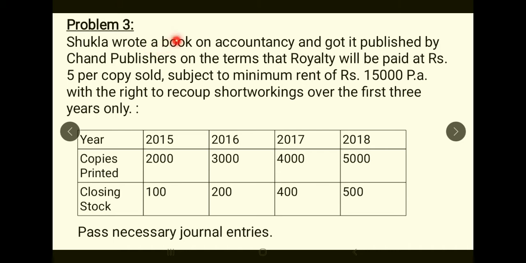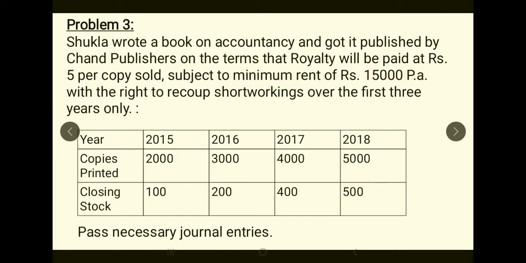Shukla is an author and he has written a book on accountancy and he has got it published by Chand Publishers. So the terms of royalty agreement are, royalty is 5 rupees per copy sold. So sales into 5 rupees will give you royalty, but in the question they have given you production, number of copies printed, that is output or production, and closing stock. So it means you have to calculate sales on the basis of given information because your royalty is based on sales. So royalty is based on sales, 5 rupees per copy sold.